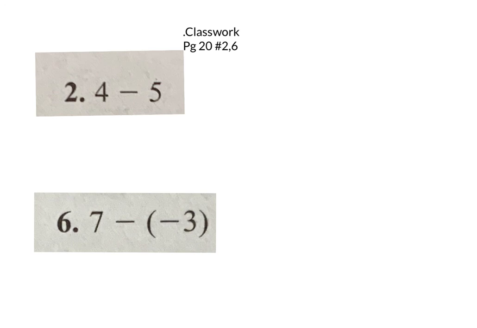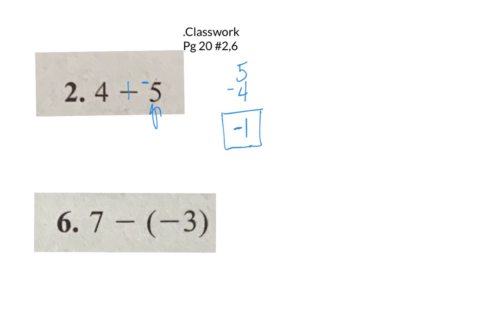We have 4 minus 5. So we're going to change this to adding the opposite. We now have different signs, so we're going to subtract, right? 5 minus 4 is 1. My 5 was larger, so I'm going to get -1.